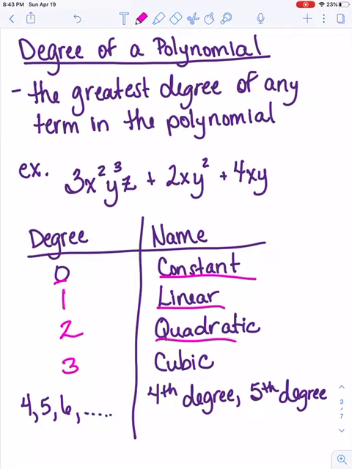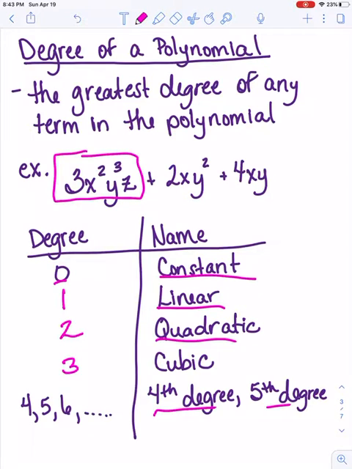And then 4 or higher, we just say 4th degree, 5th degree, 6th degree. You may notice in your workbook that they have 4 is called quartic and 5 is called quintic. I've never heard anybody get that specific. They usually always just say 4th degree, 5th degree, or higher once you get beyond there. Okay, so what we have to do, let me explain this, is look at each term.